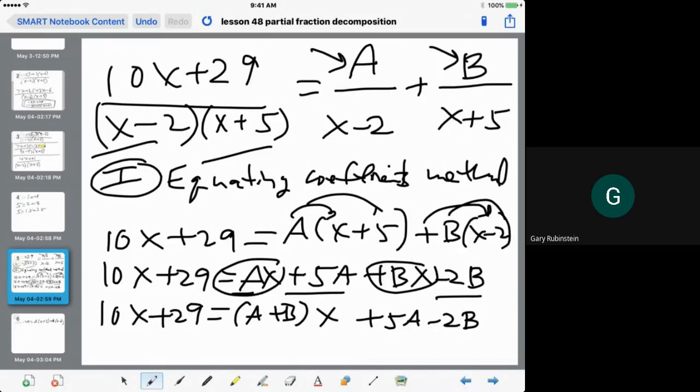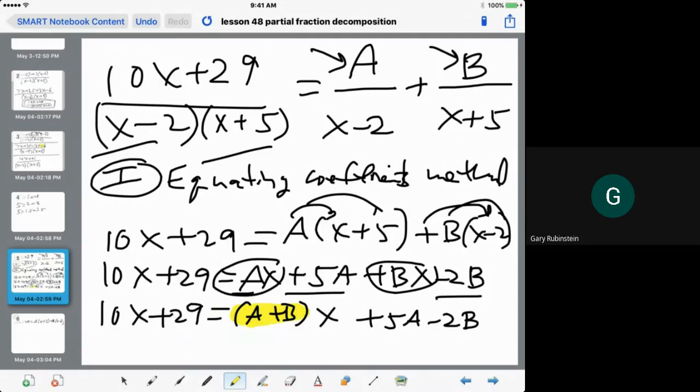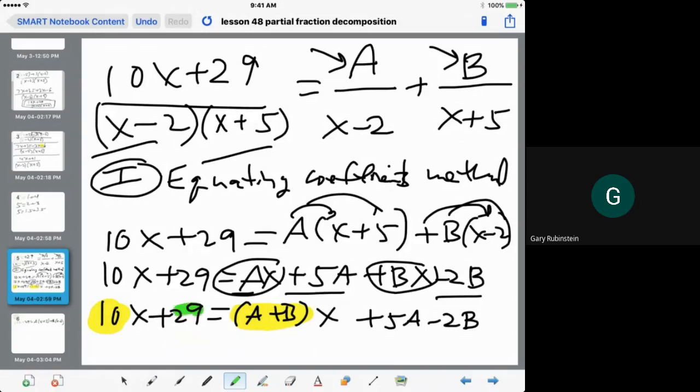That's right. See, the coefficient, for two like polynomials to be equal, the coefficients have to be equal. So this thing becomes the 10, whereas the 29 becomes that. So that's our system of equations. So I'll come over here. A plus B is 10, and 5A minus 2B is 29.